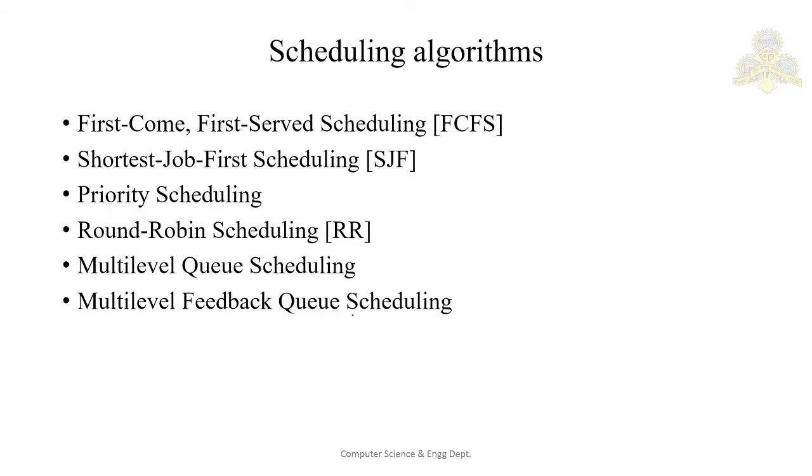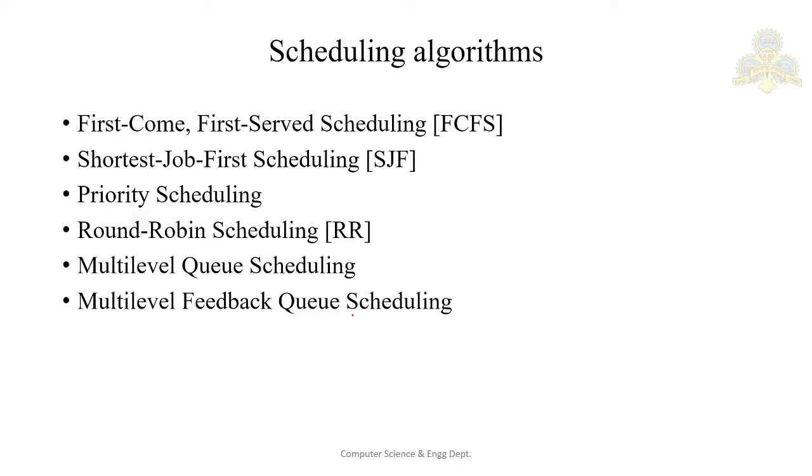Next, we will study scheduling algorithms. These algorithms help us understand which process has to be taken out from the ready queue and given to the CPU for execution. So, here we have six algorithms.